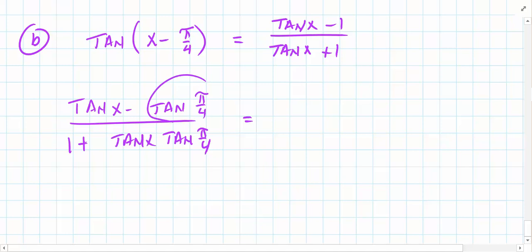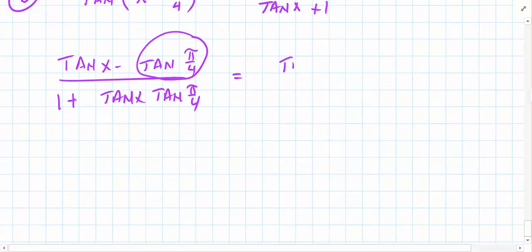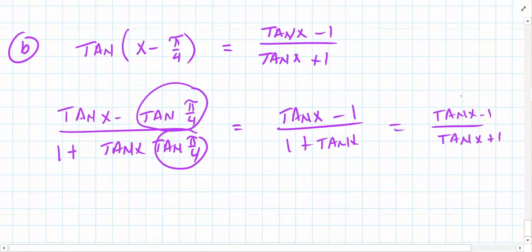So all of this stuff has a value of 1, right? So that gives you what? Tangent of x minus 1 all over 1 plus tangent of x, which is the same thing as tangent, yeah, because that's a value of 1. So 1 plus the tangent of x, which is just tangent of x plus 1, so we have tangent of x minus 1 over tangent of x plus 1, which is exactly what we were supposed to show.